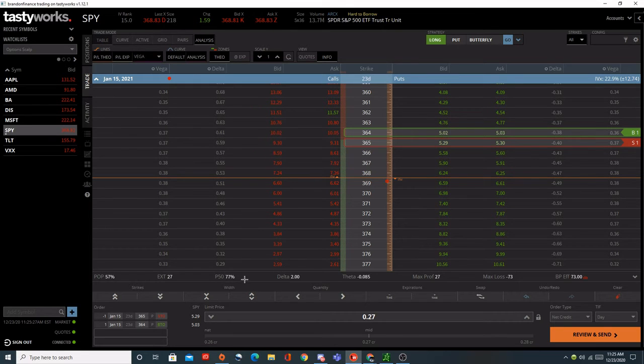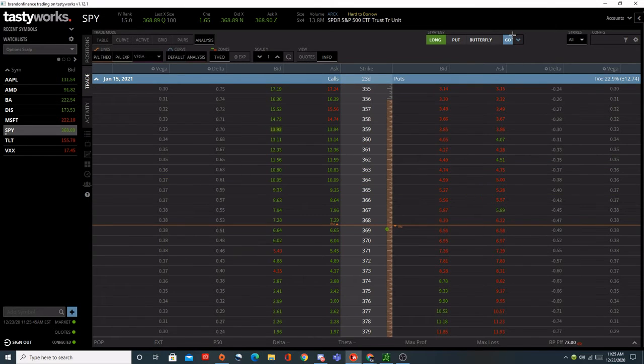As you can see, 77% chance of hitting 50%, 57% chance of being profitable. But the thing is, you're risking $73 to make 27, which comes with high probability trades, but you're risking a lot to make a little.